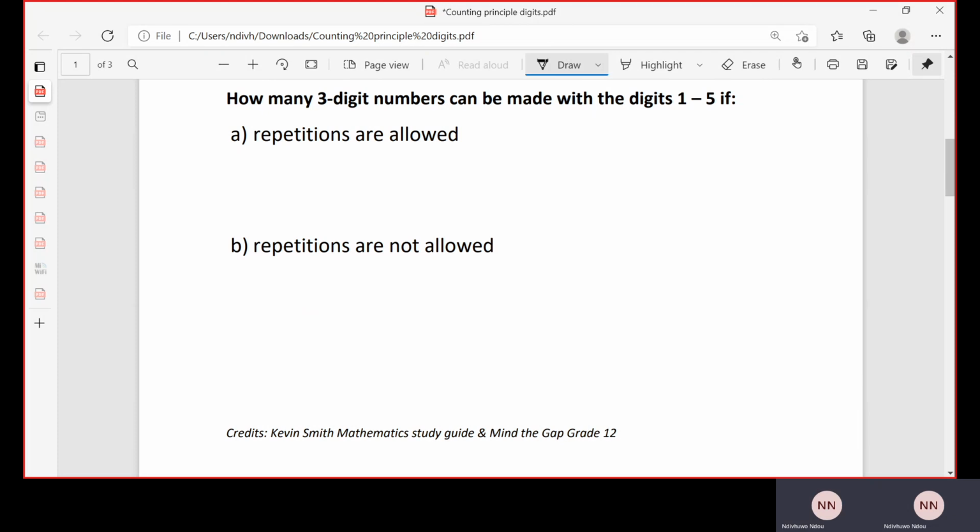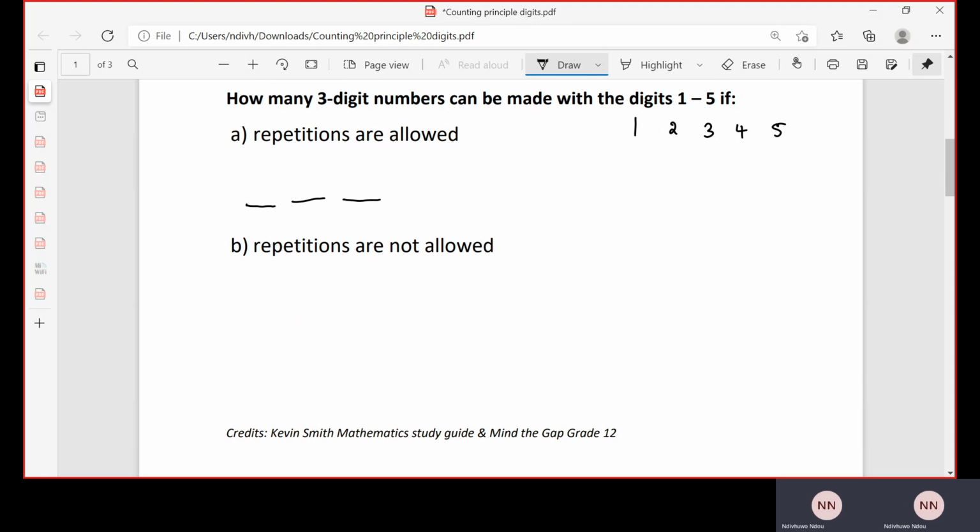How many 3-digit numbers can be made with the digits 1 to 5? Now we are not choosing from all digits. They actually say with the digits 1 to 5. So it's 1, 2, 3, 4, 5. How many 3-digit numbers? So it must be 3-digit numbers. So we create those 3 spaces there. Can be formed if repetition is allowed.